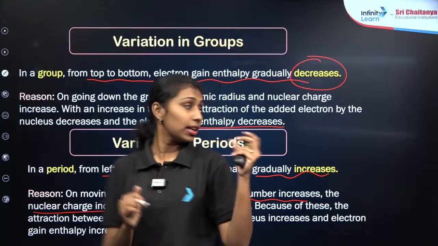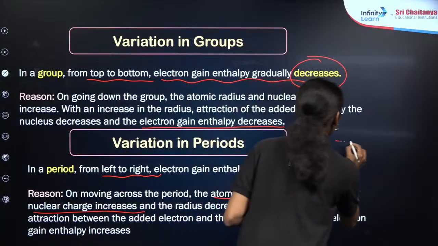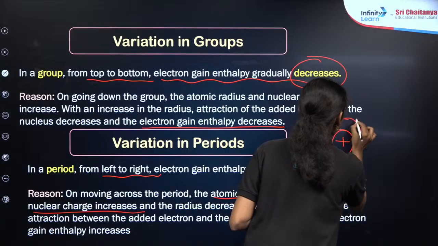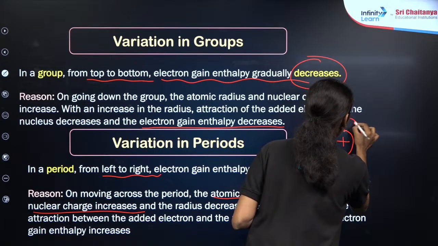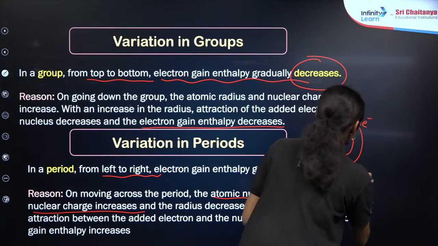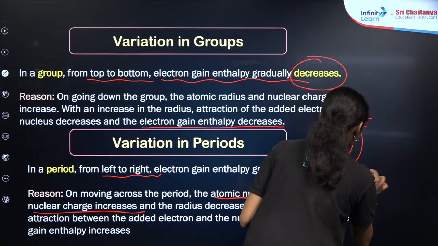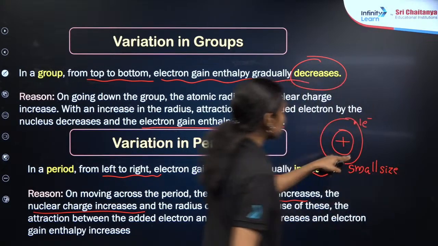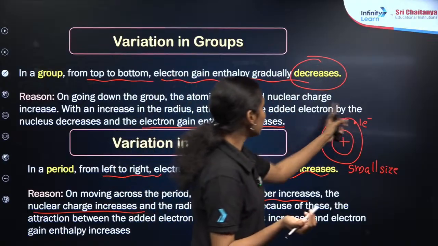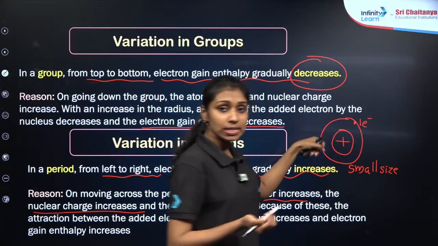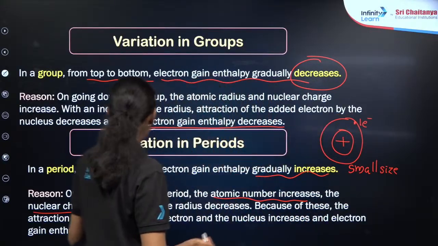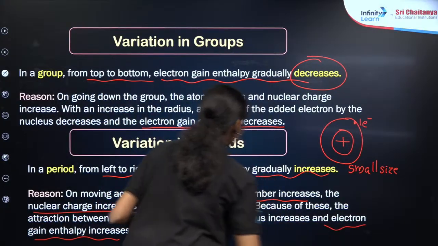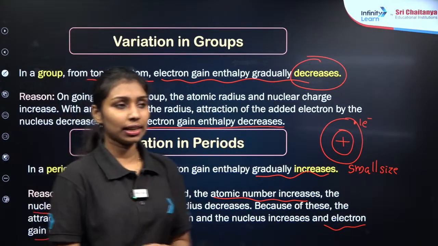Size decreases, right? For example, this will be our nucleus. This will be one element having a small size, right? Small size means whenever we are adding one electron to this particular element, because of the small size, there will be a strong attraction between them. Therefore, the electron gain enthalpy increases. The electron gain enthalpy increases along a period from left to right. Clear?